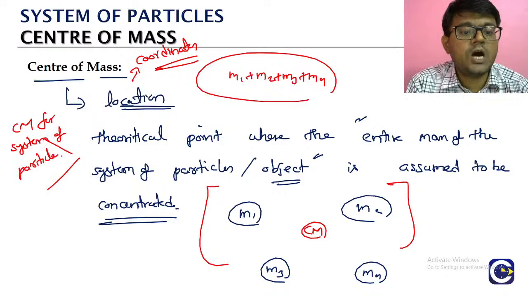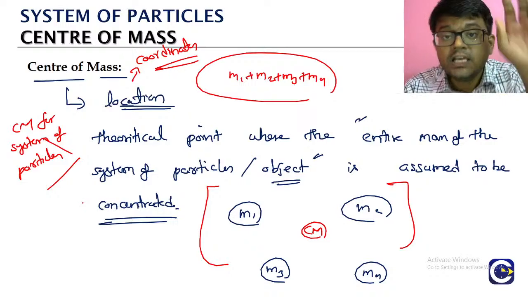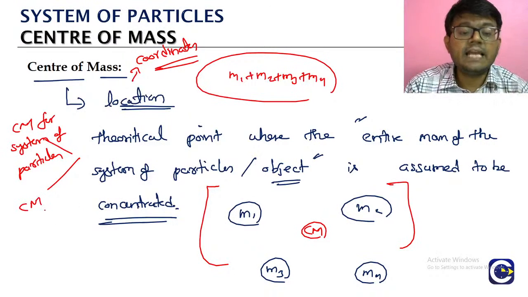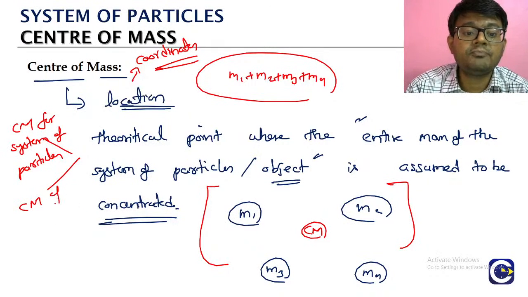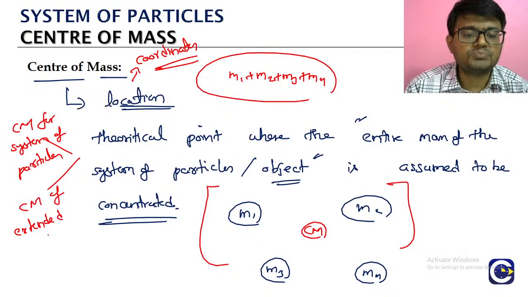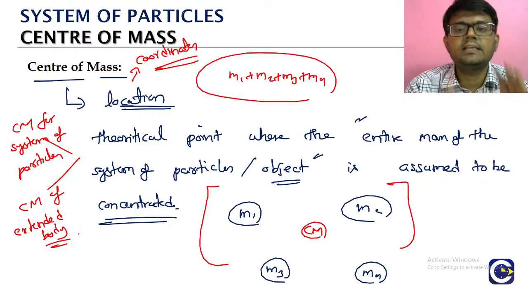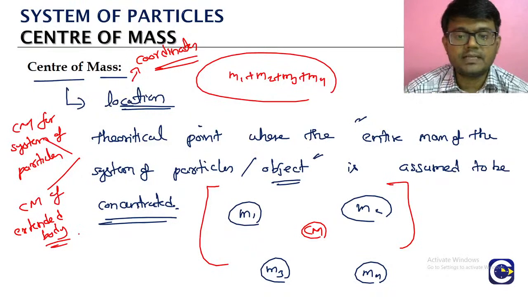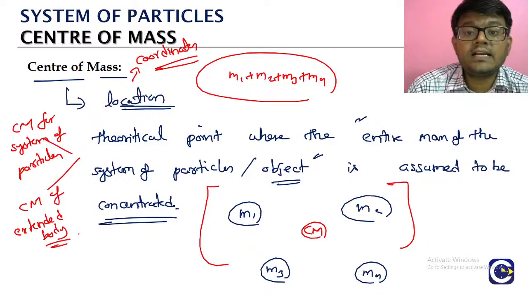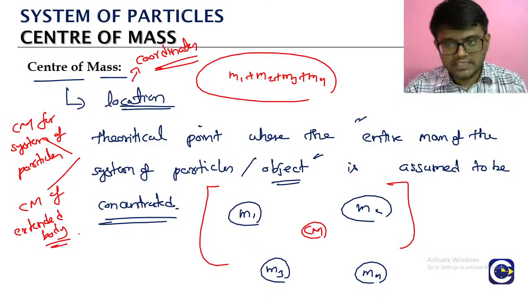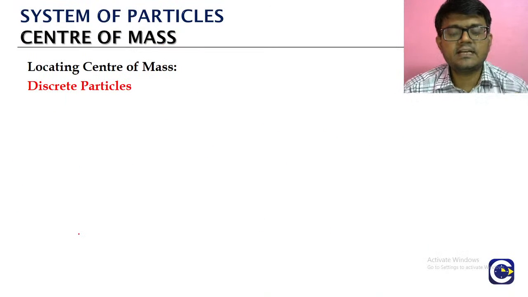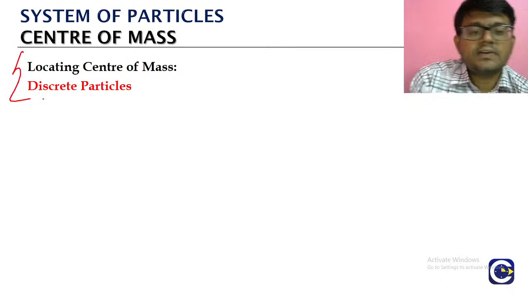Okay, so first we will see how do we find center of mass location for the system of particles. Then we will see how do we find the center of mass of the extended body. So first we will see how we look at the center of mass of the system of particles. Then we will see how to find the center of mass of the extended body. Okay, so we will just get started with the task. What is our task now?